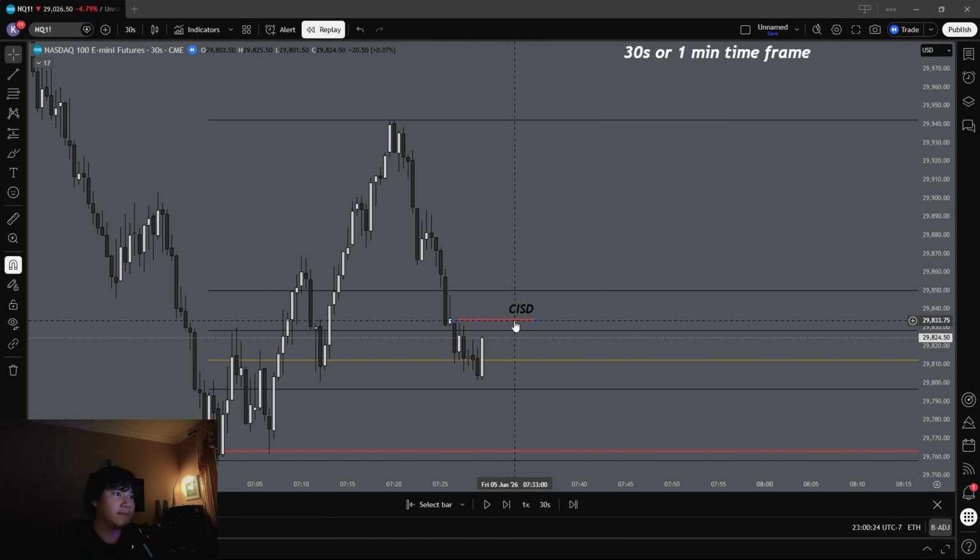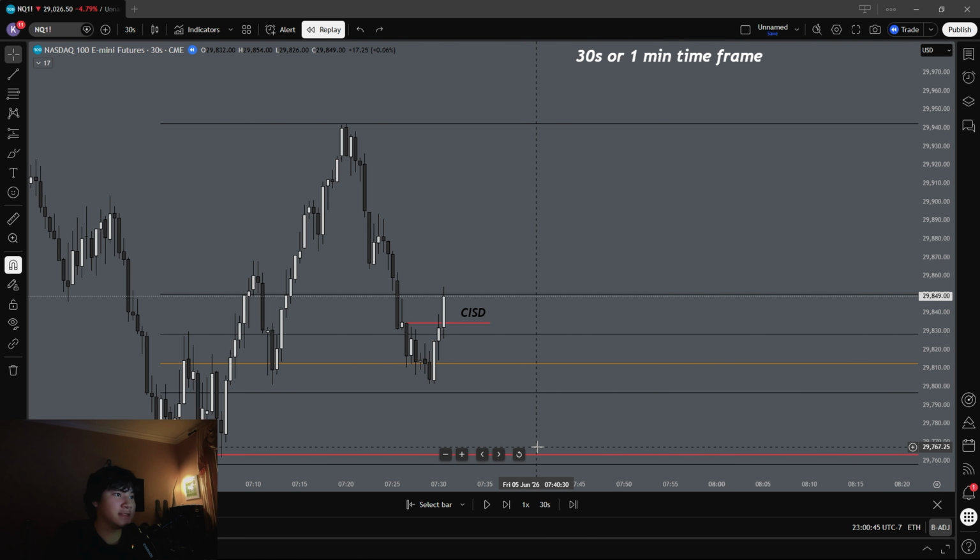Now, for this to be a valid CISD, we have to see this candle close above this red line right here where we have our CISD marked out. As you guys can see, we clearly closed above the CISD. Now you guys can either enter here, or you could wait for a drawback down to the CISD level. And most of the time when it hits this level right here, it likes to shoot up immediately and leave a huge reaction off of it.